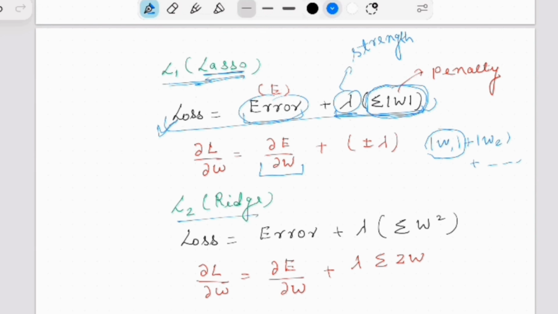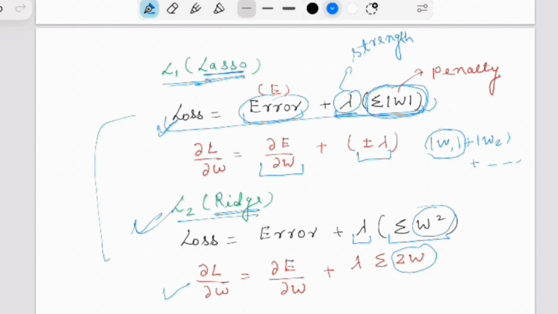Similarly, for the other type of regularization, called L2 Ridge regularization, you add lambda times the summation of the squares of the weights, and when you differentiate it, you get 2W. That is using the power rule: when you differentiate W squared with respect to W, you get 2W. Fine. So this is what we have. Now let us see how it works. When we try to minimize the loss, we try to minimize both the error and this penalty term.